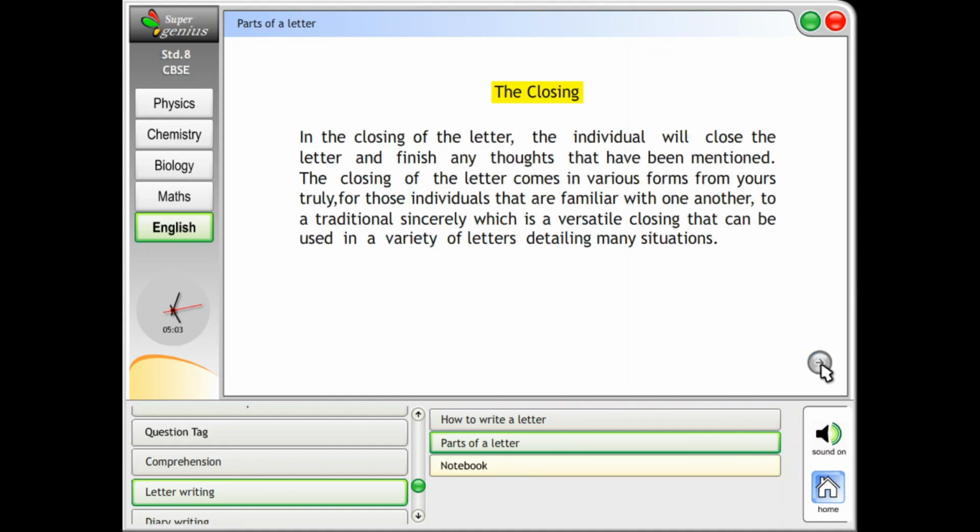In the closing of the letter, the individual will close the letter and finish any thoughts that have been mentioned. The closing of the letter comes in various forms, from yours truly, for those individuals that are familiar with one another, to a traditional sincerely, which is a versatile closing that can be used in a variety of letters, detailing many situations.